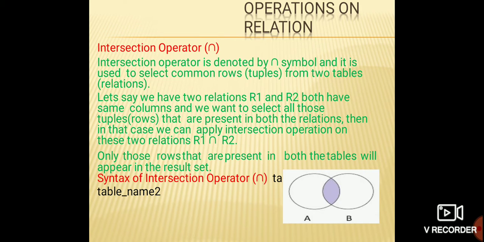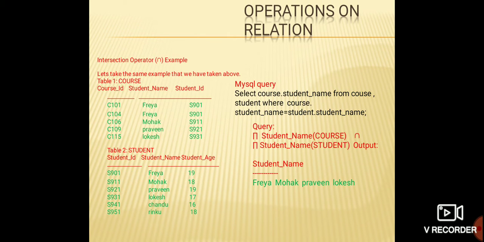Okay, so the syntax for the intersection operator is what? Table name 1 intersection table name 2. You can see the example also here, like in a MySQL query you will write: select course.student_name from course, student where course.student_name equals student.student_name. For intersection you need to do what? You need to join.